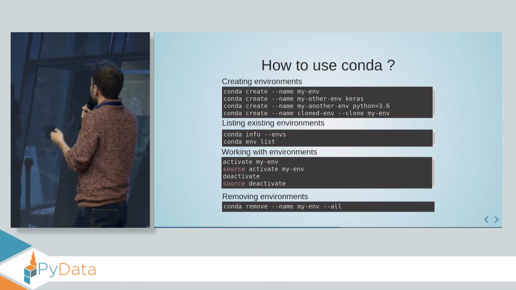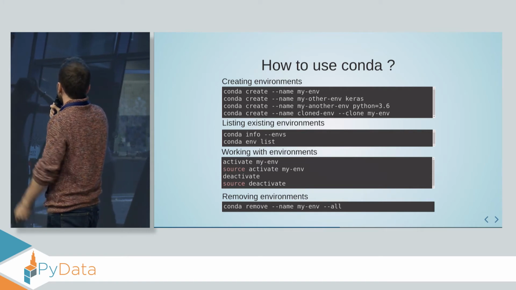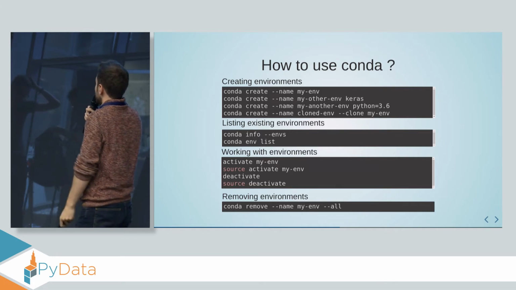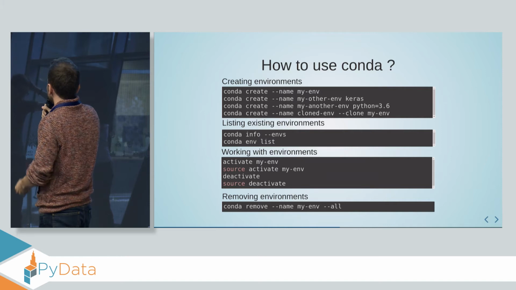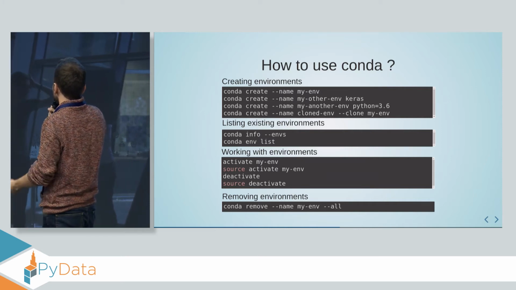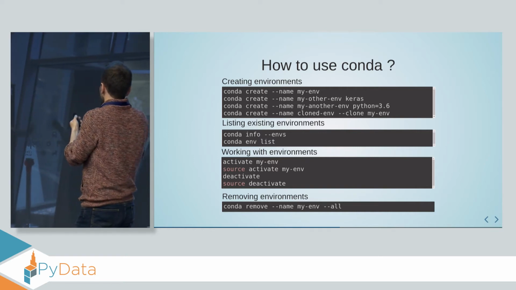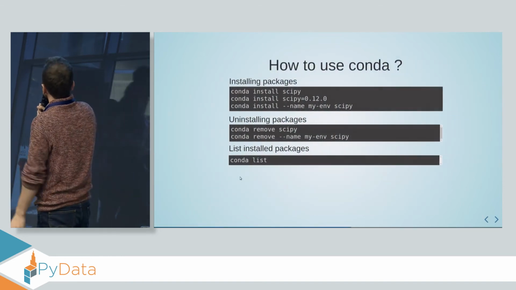And for working with them, we have similar commands as for virtualenv and pyenv virtualenv, activate and deactivate. You need to prepend source if you're on macOS or Linux. And for removing, we have conda remove. We provide the name of the environment and add the flag --all, so it will remove the whole environment.